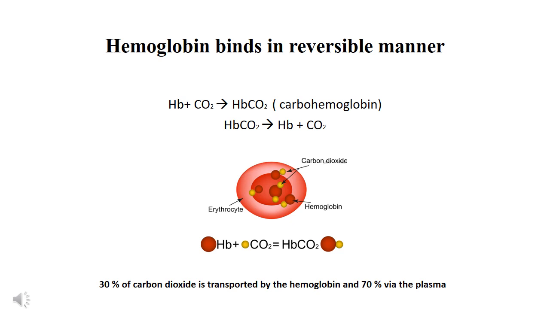I will repeat. Hemoglobin binds in a reversible manner to both oxygen and carbon dioxide. So in case of carbon dioxide, a molecule of this gas can bind to one molecule of hemoglobin to form carbohemoglobin. At the level of the alveoli, carbohemoglobin dissociates to release hemoglobin and carbon dioxide. Now this gas can diffuse from the blood to the alveolar air.